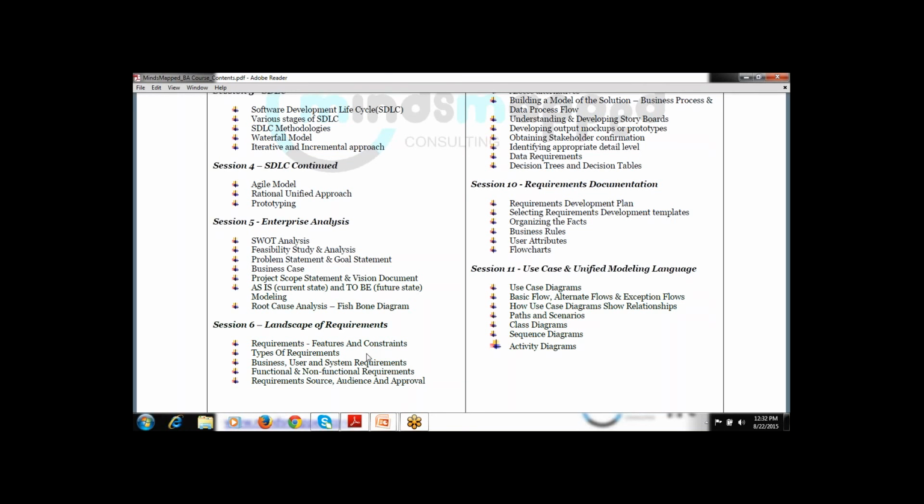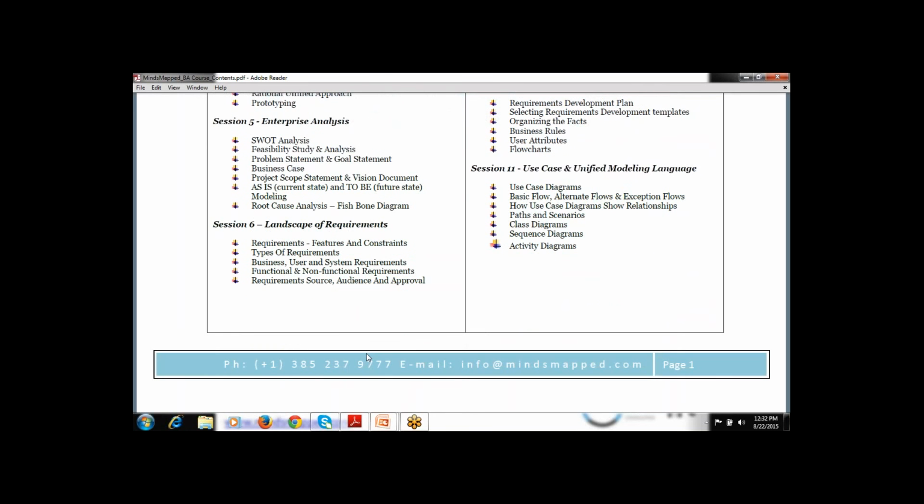And then the use case and the Unified Modeling Language, so what is a sequence diagram, what is an activity diagram, how can you use a use case diagram.